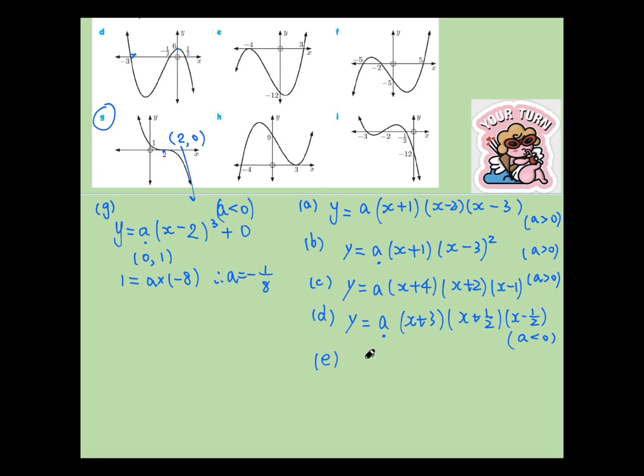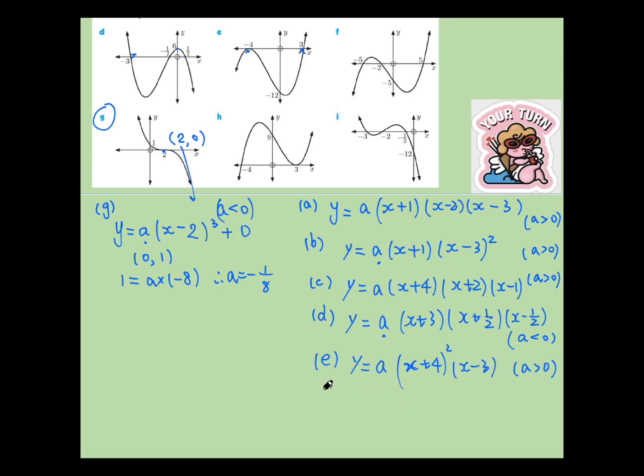And for E, the graph is climbing up a hill. The main trend is up. Therefore, a is positive. And there are 2 x-intercepts. Negative 4 is a repeated one. Therefore, the equation can be a times (x plus 4), the repeated factor, squared, then times (x minus 3).